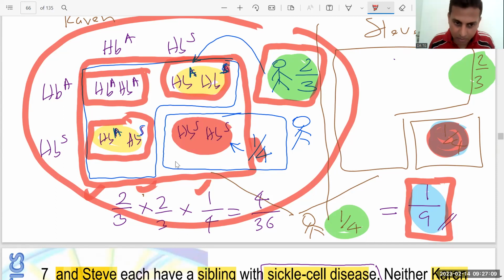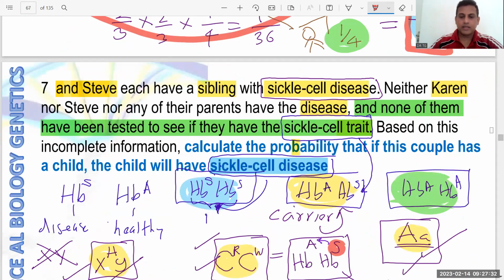Because this has happened, they already have one with sickle cell disease, so we exclude that, and there are now three chances. One is healthy, two become carriers. So the carriers in this family are two out of three. It's the same with the other family. So then, based on that, we get the final answer.